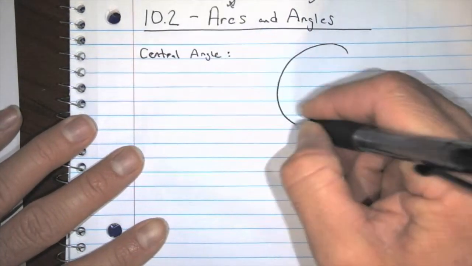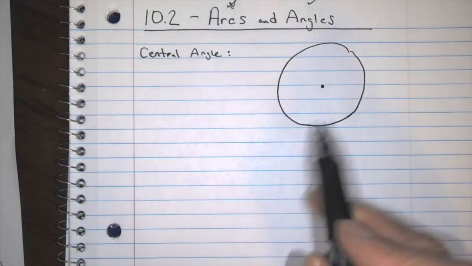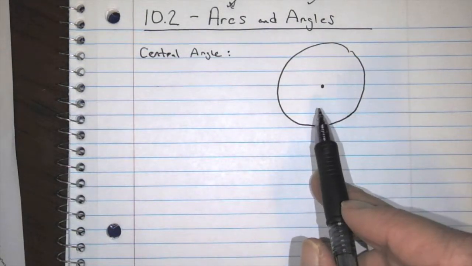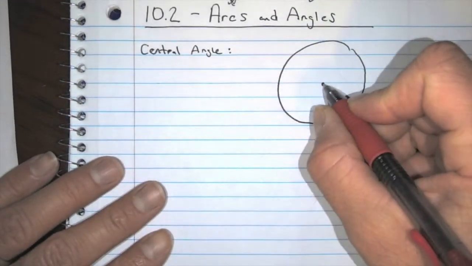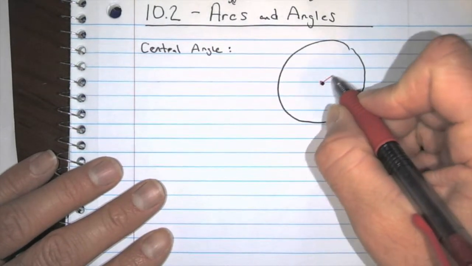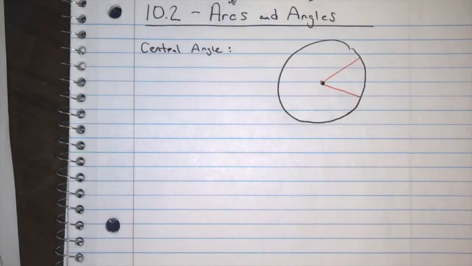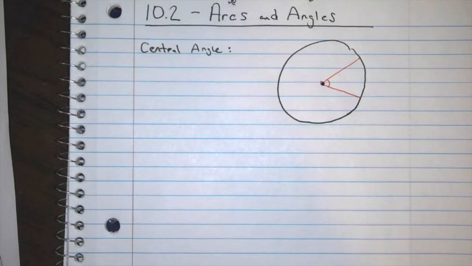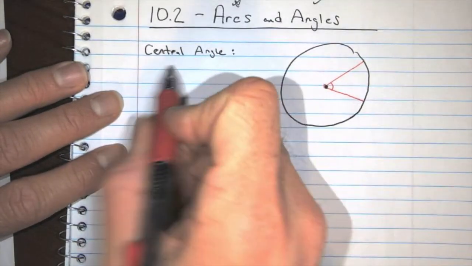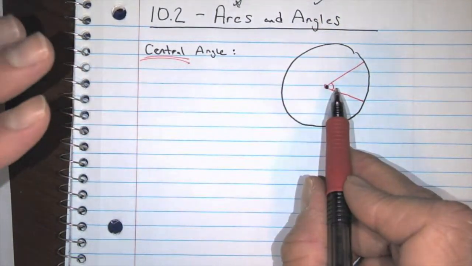Draw a picture. Draw a circle. Give it a center. Let me read the definition again. We're going to draw a central angle. It's an angle in a circle whose vertex is the center of a circle. So here's the vertex, the center of the circle. Draw yourself an angle. Everybody, this angle right here, that is what we call a central angle. It kind of makes sense. It's coming from the center of a circle.